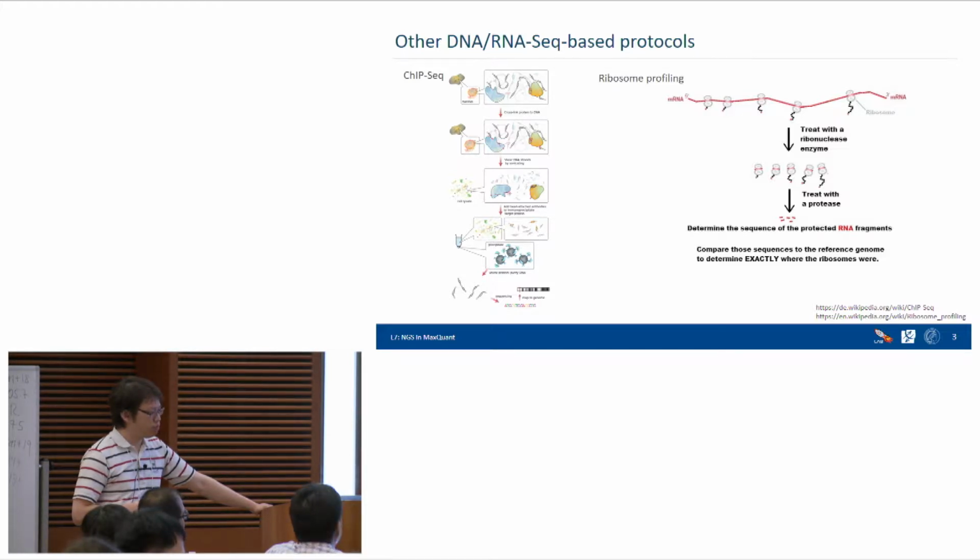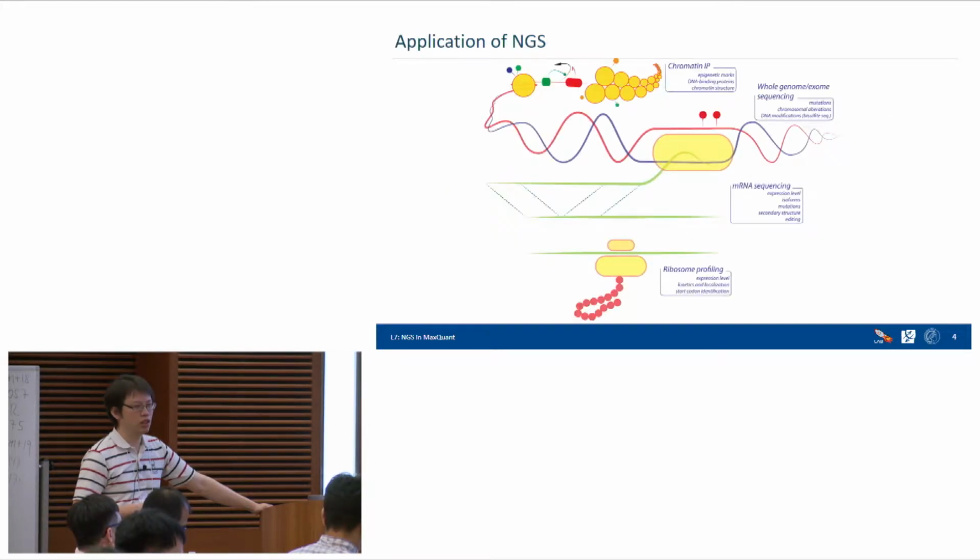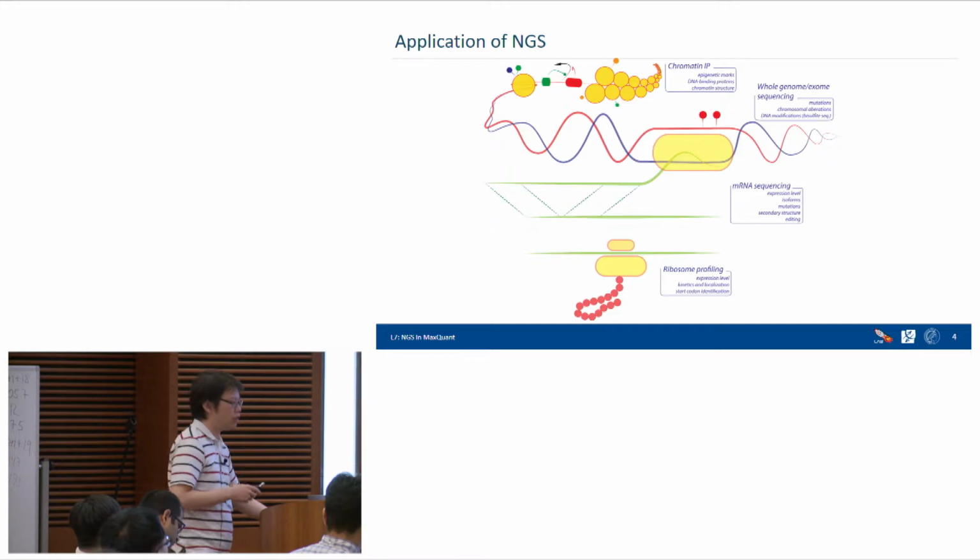Okay, the other protocol is ribosome profiling. We will also use this data for our tutorial tomorrow. Basically, we have RNA here, and then the ribosome will bind to RNA in order to do the translation. So we also digest this RNA, which is not bound by the ribosome. And then we also use Perseus to digest the ribosome. And then only the RNA which is attached to the ribosome will be left. And we do the sequencing, then we can know which region is undergoing the translation process. Okay. So this just briefly introduces how useful RNA and DNA sequencing are.